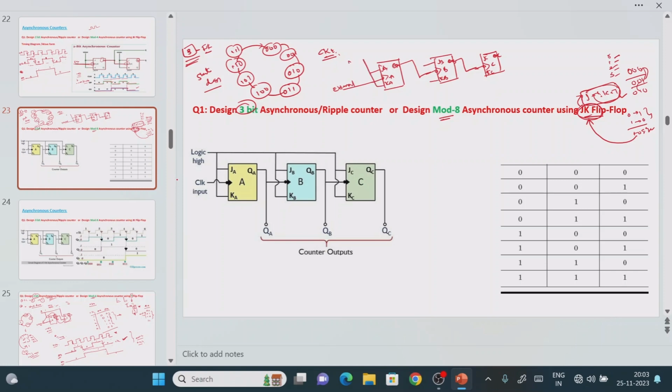For the second flip-flop also, the toggle condition, right? This one. Next, JC, KC equal to 1. If you want to connect these, then we need to give it only a single time. This is the circuit diagram for the JK flip-flop for 3-bit.